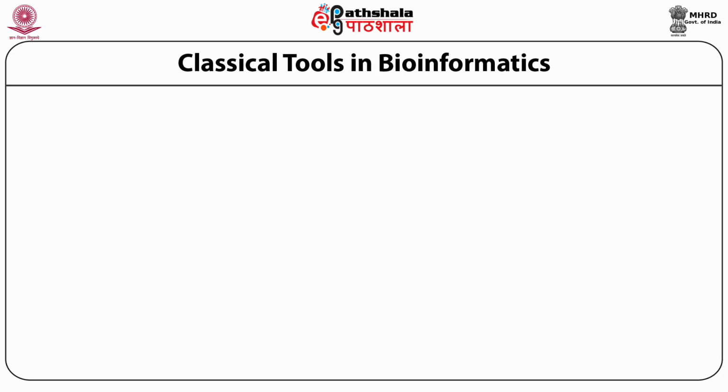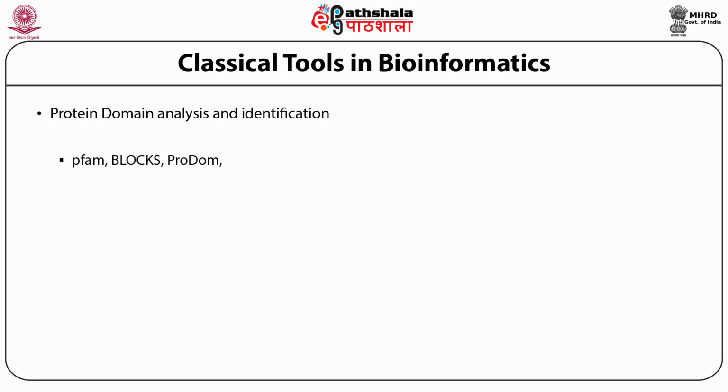The other group of tools represents protein domain analysis and identification. For example, if you have a protein sequence, you want to locate how many domains this protein has and where these domains are located, or you can find out which family this protein belongs to. That can be found using the tools PFAM, Blocks, ProDom, or CDD. These are the tools used for domain identification.